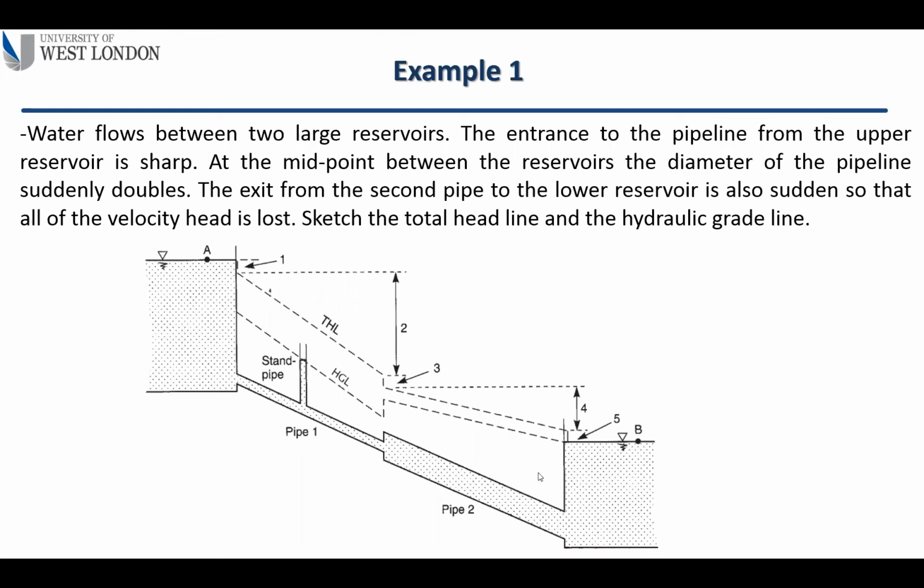Exactly at this point, as mentioned, we have an exit minor head loss. We lose the velocity head here, and the hydraulic grade line gets exactly to the water surface. So number five is the exit minor head loss. So this is example 1: sketching the total headline and hydraulic grade line between the two reservoirs.